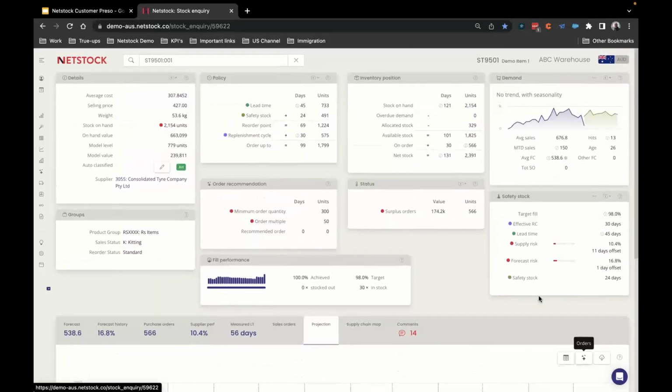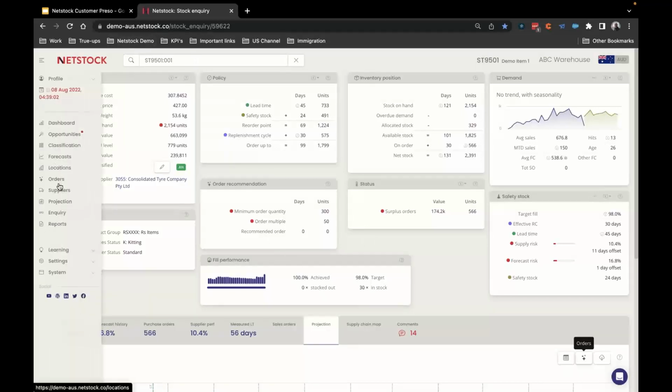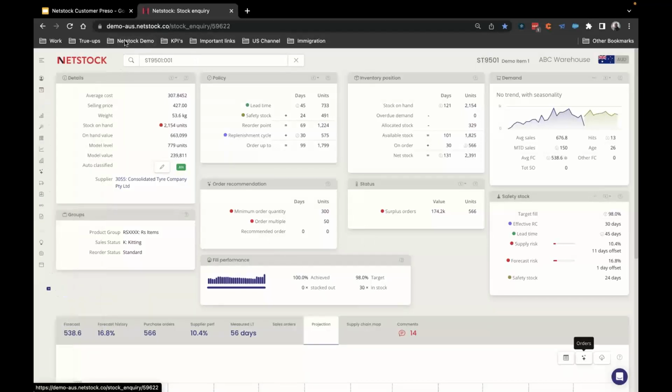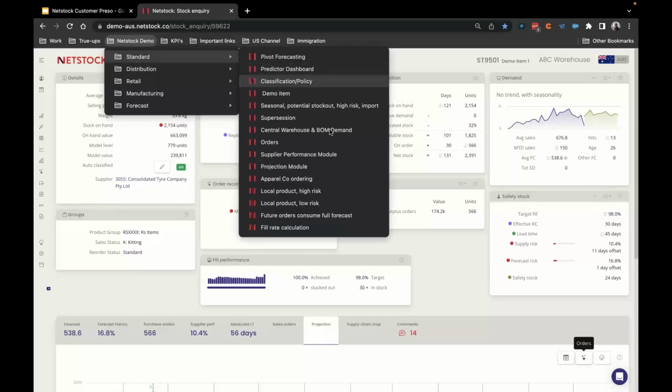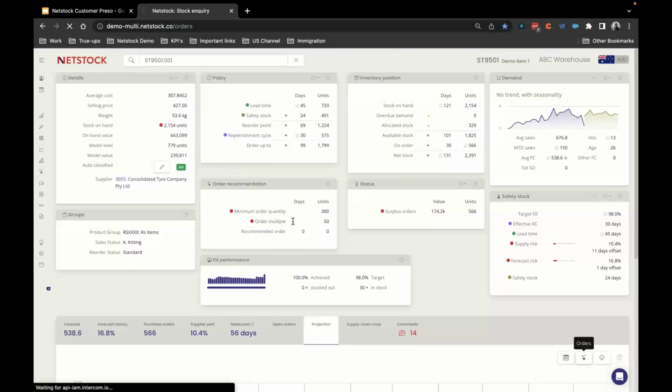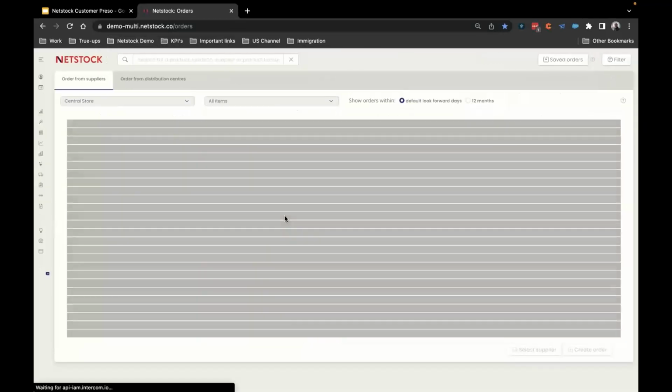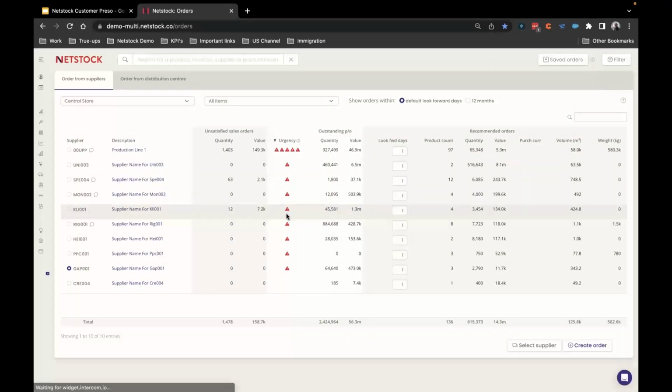Okay, so let's say there was an order that needed to be placed. In the side panel, you'll see that there's an orders section. I'm just going to pick one that I know has all the information we require. And this is the order screen. If any of these items go through the reorder point, they're automatically put onto orders by supplier. And this is what I was saying about the orders per supplier.